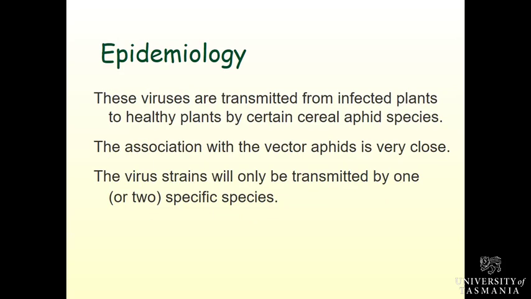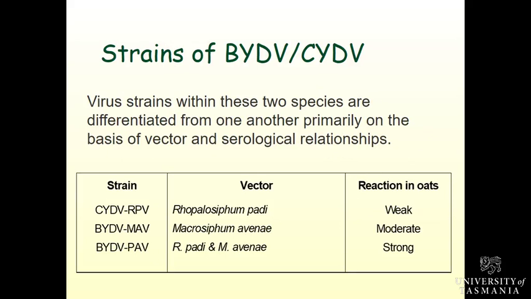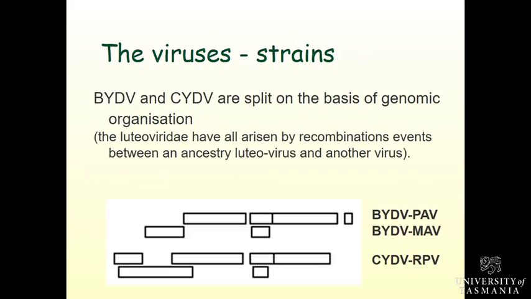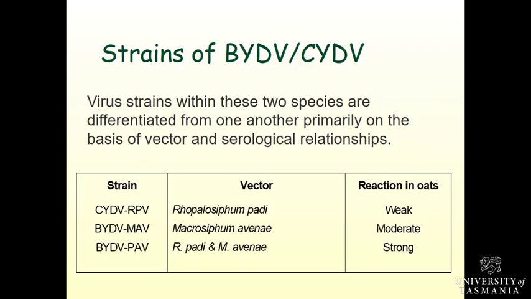As I said, these are spread from plant to plant by cereal aphids, one or two different species. The association with that aphid is very close. So I suggested before, this strain is spread by this aphid, not by this one. So it's a very specific association. This component here is quite specific. It's saying, I recognise Rhopalosiphum padi, I don't recognise Macrosiphum avenae.